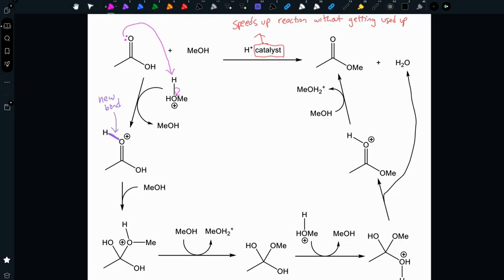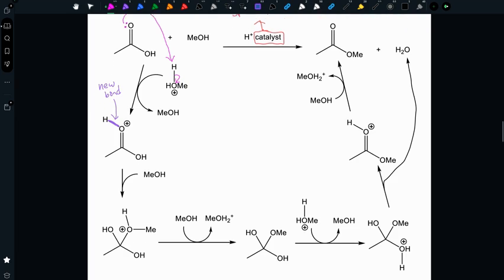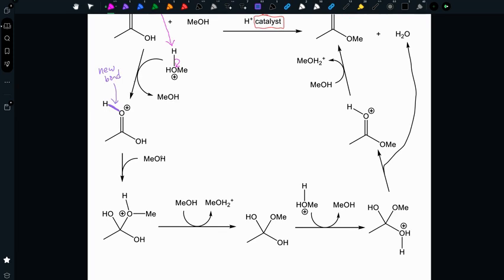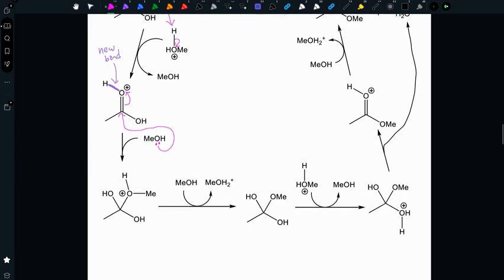All right, in my second step, I see that my methanol molecule is now bonding to the central carbon in my carboxylic acid. That means I'm going to need to take a lone pair on this oxygen, and I'm going to need to share it with the central carbon. That's going to break that double bond. That'll give me this next intermediate.